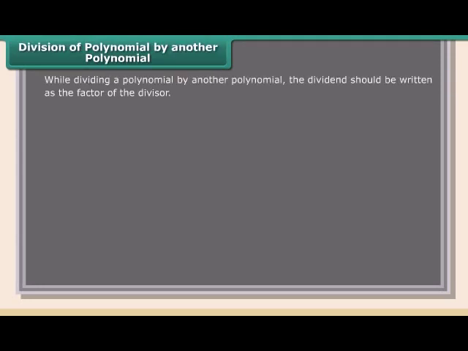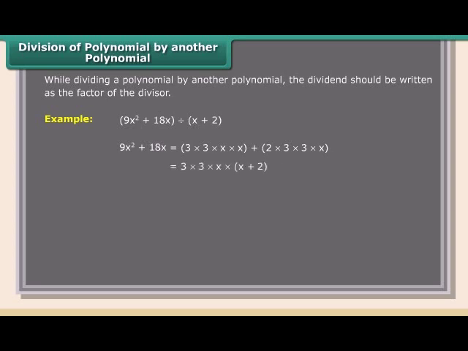Division of polynomial by another polynomial. While dividing a polynomial by another polynomial, the dividend should be written as the factor of the divisor. Example, 9x square plus 18x divided by x plus 2. 9x square plus 18x is equal to 3 into 3 into x plus 2 into 3 into 3 into x is equal to 3 into 3 into x into x plus 2 is equal to 9x into x plus 2.